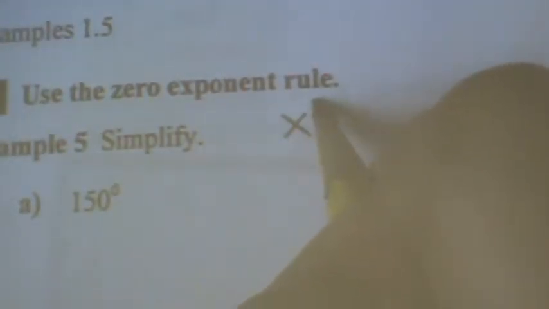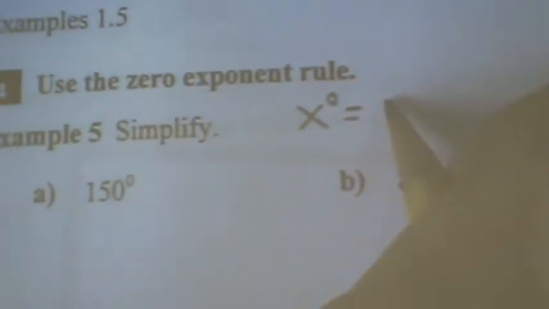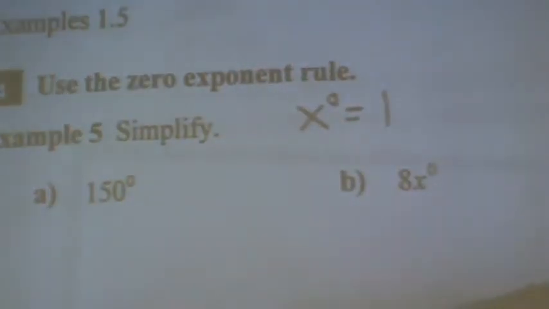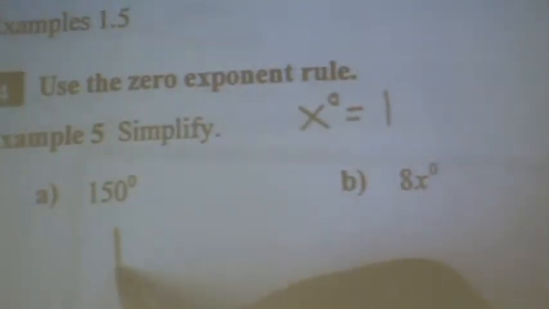Any number to the 0 power, it's not 0, but it's 1. Any number to a 0 power is 1. So what's A? 150 to the 0 power is 1. A little tricky on B. It's 8 times 1, so it's 8. And how about C? Negative x. Good. And D? Would that just be -1? It'd be -1. Absolutely right.